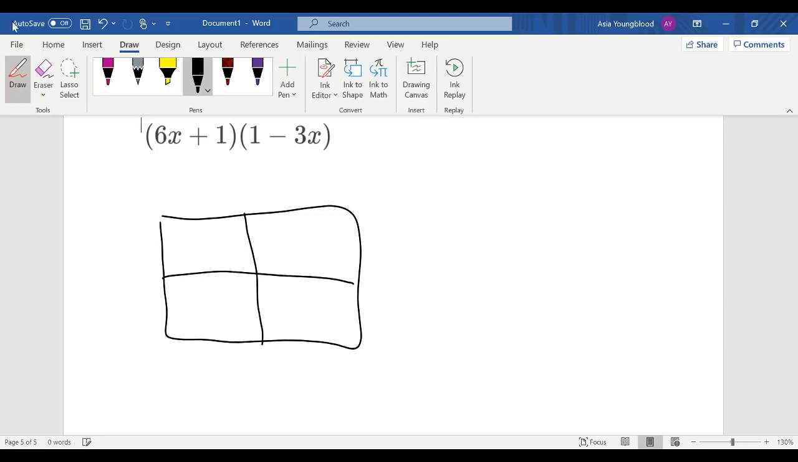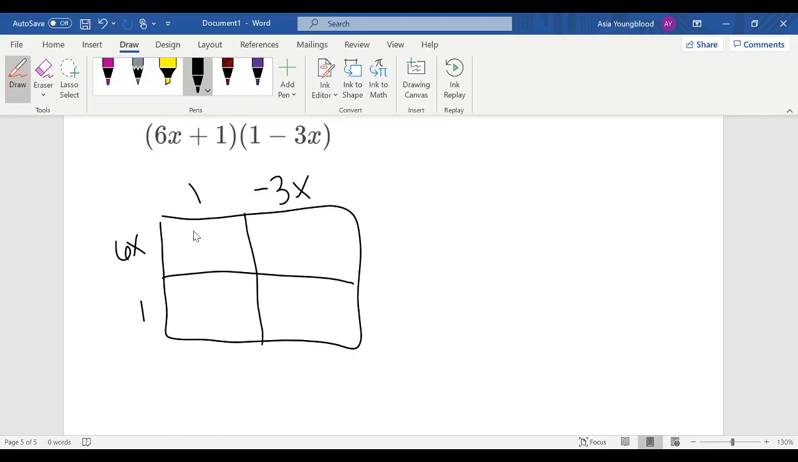So we can label this side of the rectangle 6x and 1. Label this top side of the rectangle 1 minus 3x. So again, if I put 6x here, this 1 has to go here because they are together. If I put this 1 here, this negative 3x has to go here. I could have switched these. So this could have been negative 3x plus 1 because I would just be switching the terms and the factor. But this way is fine for writing it too.